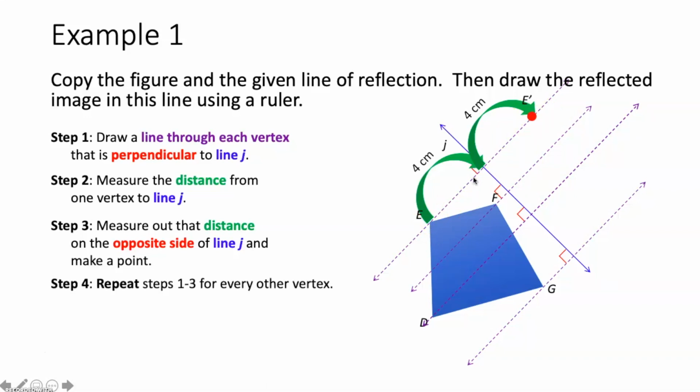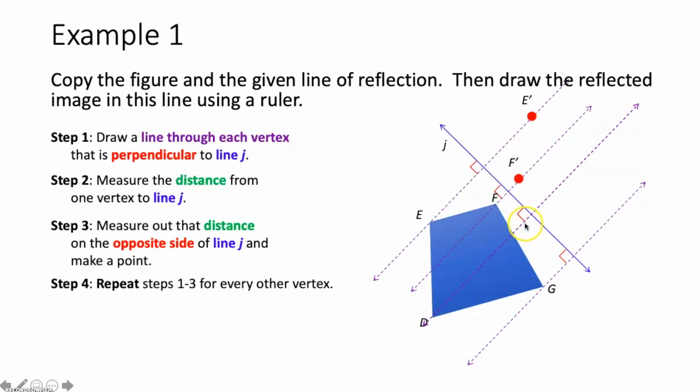Now do the same thing for every other point. So we take point F, measure the distance from point F to line J. We measure out that same distance on the opposite side of the line of reflection, and we put the image of point F after we have reflected it over line J, or in line J, and we call it F prime. Same thing with D.